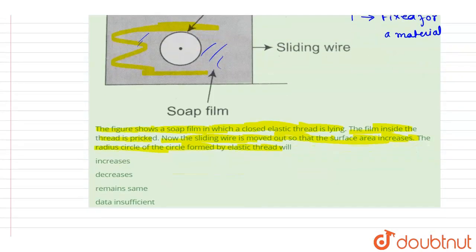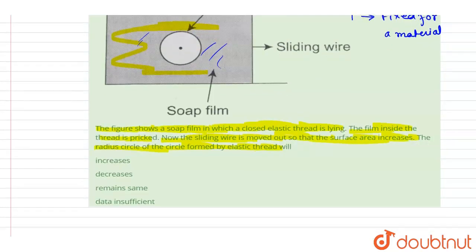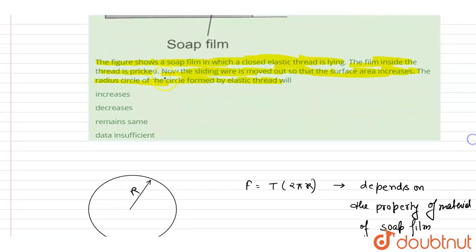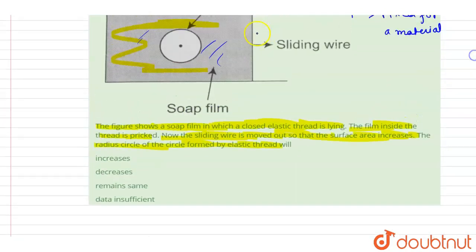So the material is the same, the elastic thread is the same, and the wire and the material of the soap film are both the same. So if you increase the surface area, nothing will change. It will remain the same. C is the correct one.